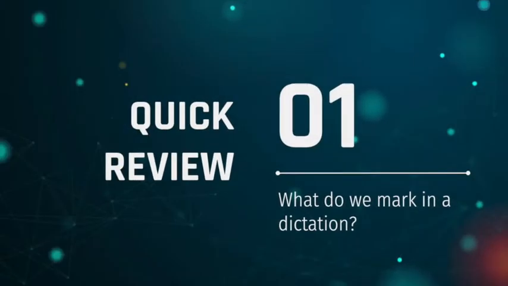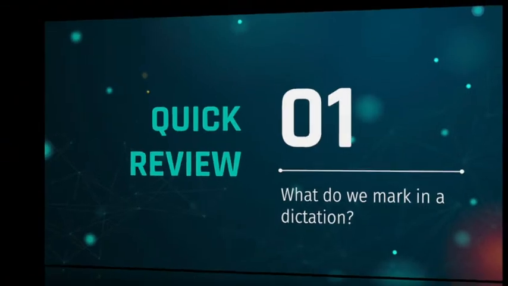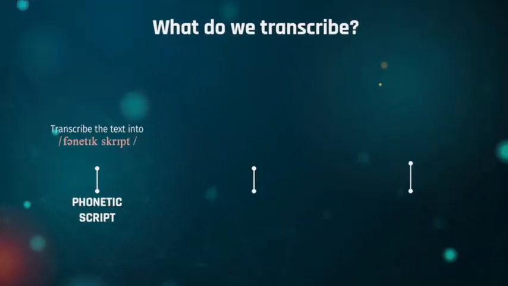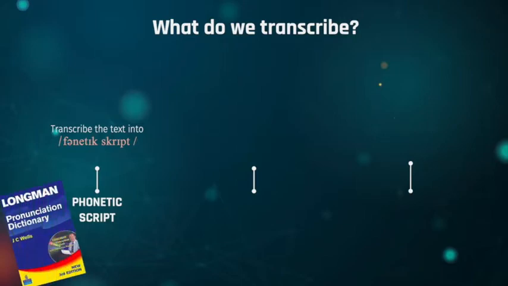So let's review. What do we mark? The first thing you need to do is to transcribe the text into phonetic script. You can use the dictionary to check for words in case you need to. As this is a dictation practice, this is a good thing to do.